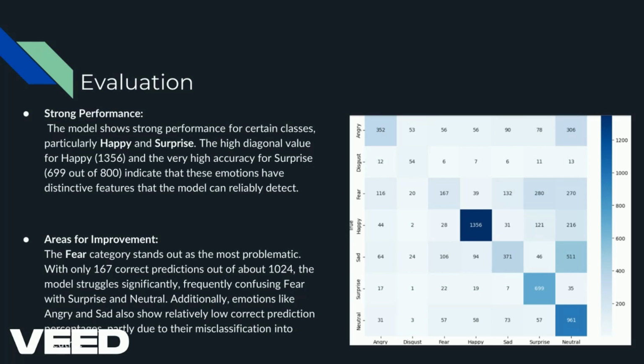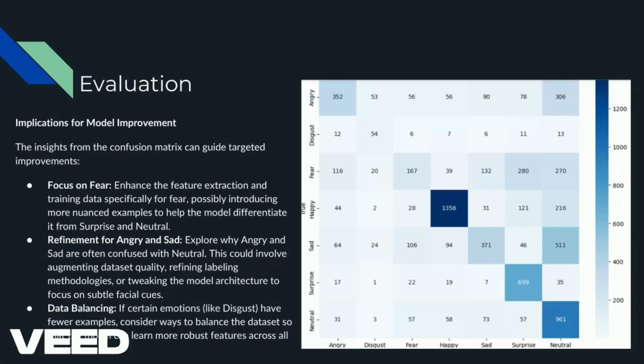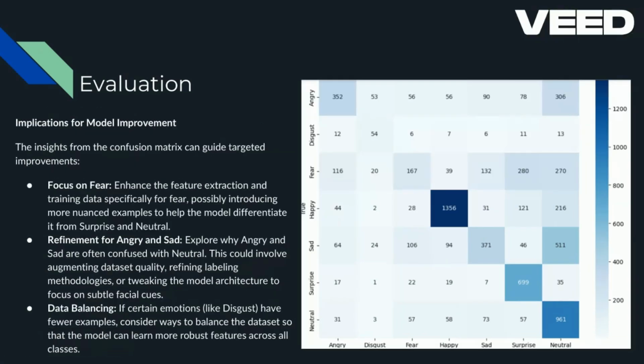However, fear stands out as an area for improvement with only 167 correct predictions, often confused with surprise and neutral. Additionally, while neutral itself is often correctly identified, emotions like angry and sad show lower accuracy, partly due to their frequent misclassification into the neutral category. These insights from the confusion matrix directly guide our next steps for improvement.